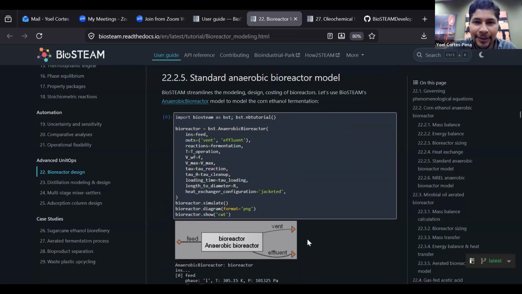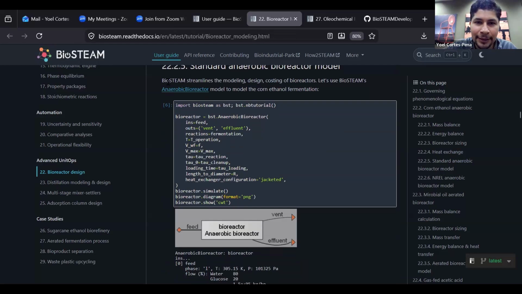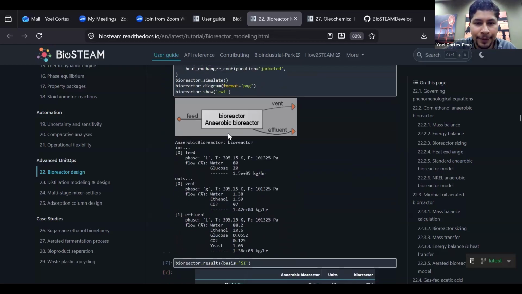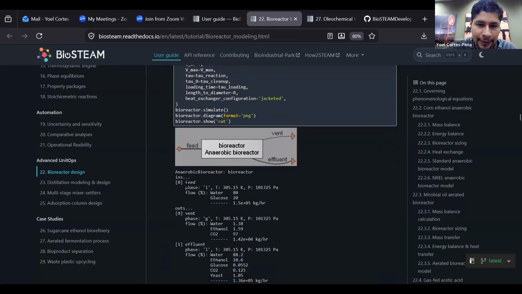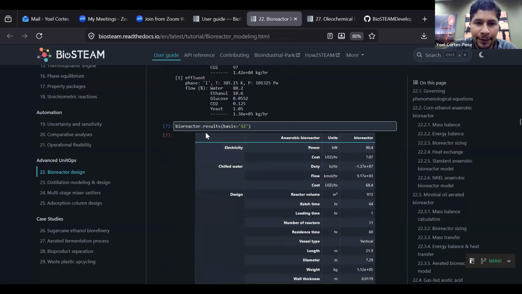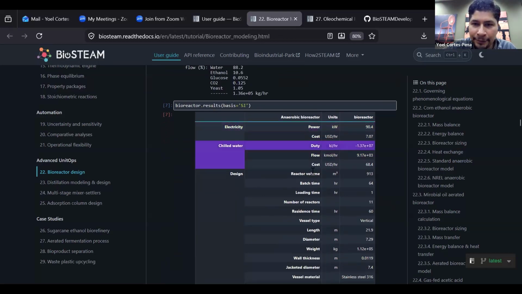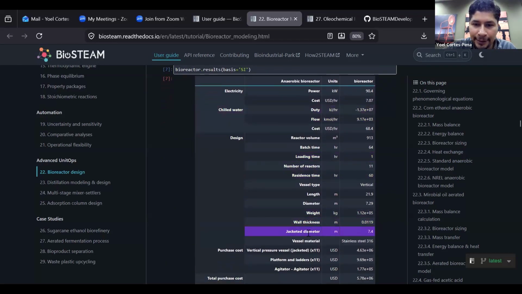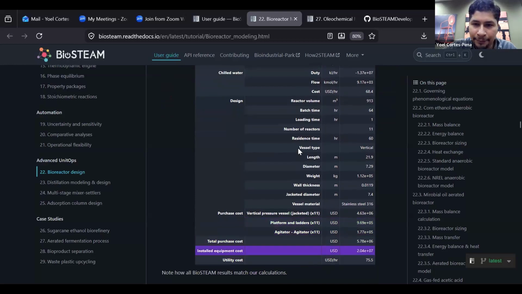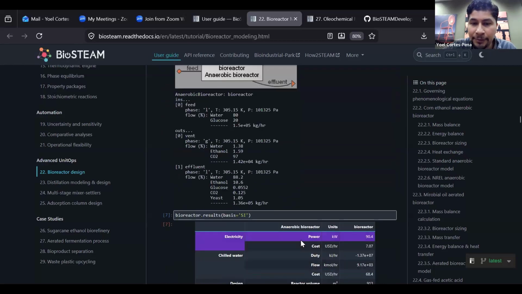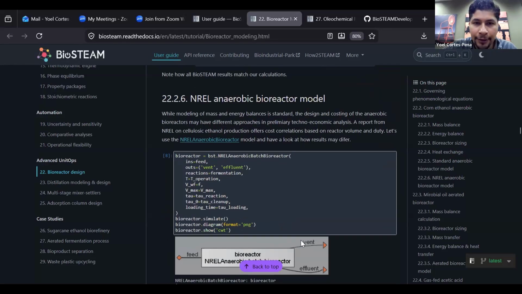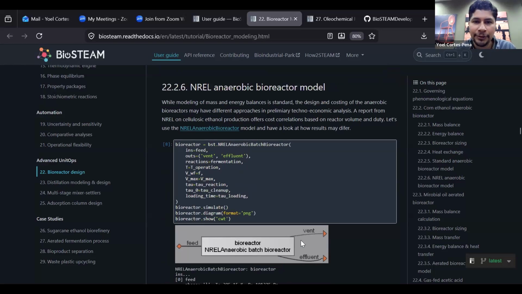All right. Now, for a standard anaerobic bioreactor model, here we're using the BioSTEAM unit operation, and we can see that we get the exact same results in terms of the flow rates. When we do dot show, we can look at the inlets and outlets. When we do diagram, we can look at the bioreactor. And here we're having a look at the bioreactor results. And it's a lot. Many of these things you can change as input parameters to the unit operation, including the vessel material. Okay, any questions before we move into anaerobic?